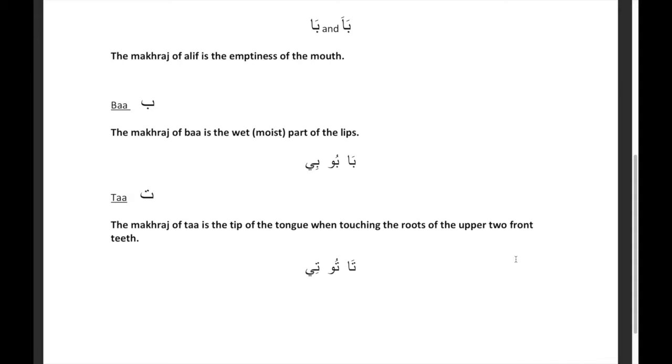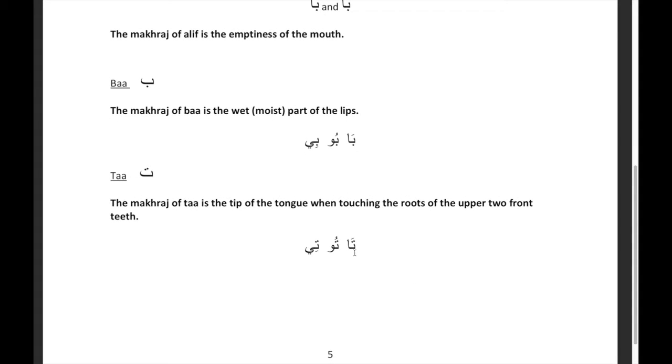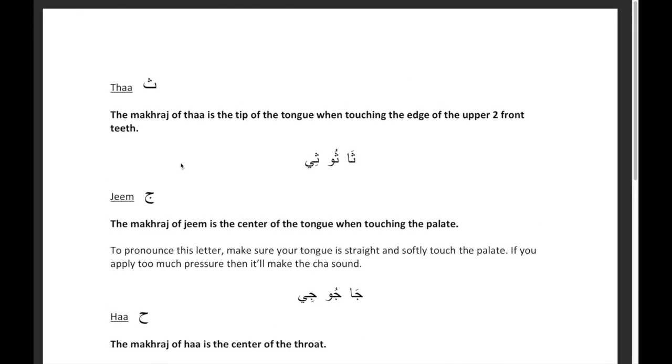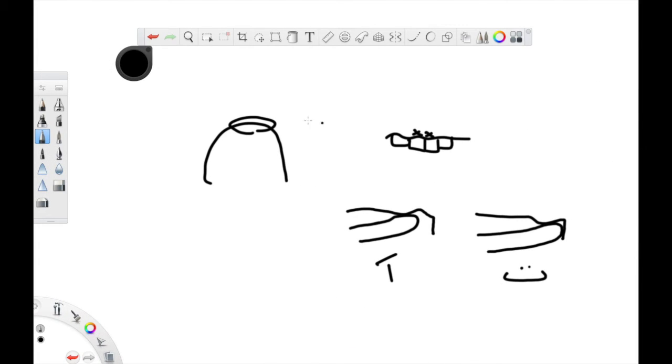Okay, moving on. Actually, let's go through these. This is pronounced ta, tu, ti. Okay, next is tha. The makhraj of tha is the tip of the tongue when touching the edge of the upper two front teeth. So let's go to our drawing. The tip of the tongue remains the same. However, for ta it was the roots. For tha, it's the tip or the edge of the teeth right here.